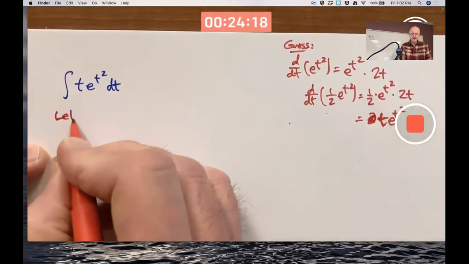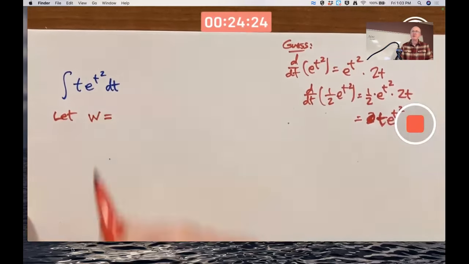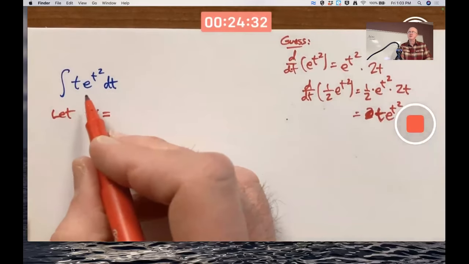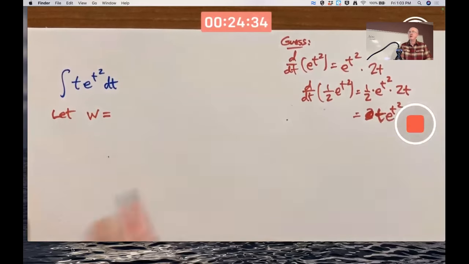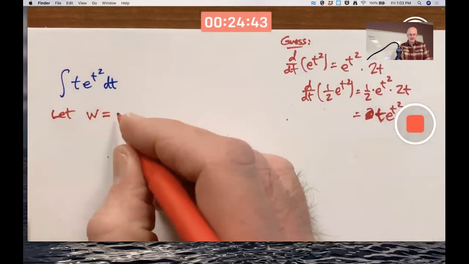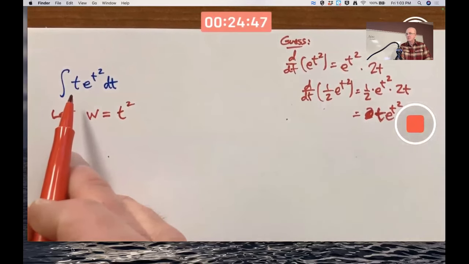Introduce a new variable. Many books call it u, and it's fine if you use a u. Our book calls it w so that it doesn't get mixed up with integration by parts. You want to let w be something in this integrand function whose derivative is also in the integrand function, at least up to multiplying by some constant. The derivative of t squared is 2t, which is almost there, except I don't see a 2.